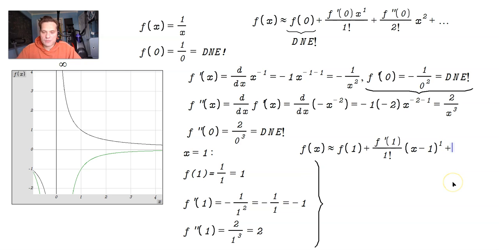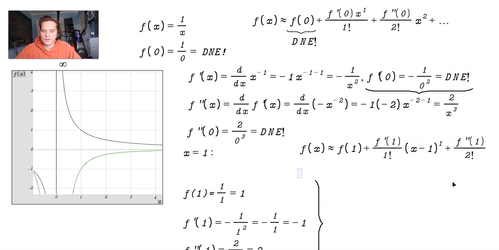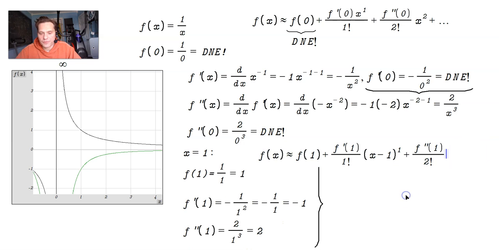If you want it to be very formal, let me move this over a little bit like this. Right, and then here, plus f double prime at 1, divided by 2 factorial, times x minus 1 squared. And then you kind of continue this pattern, basically, okay? Just continue that pattern with some ellipses going in that direction.